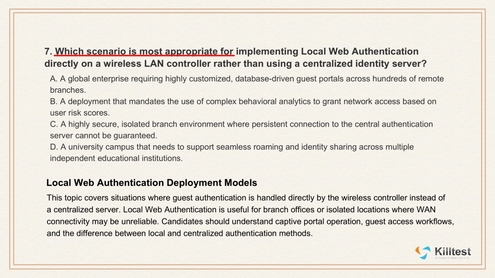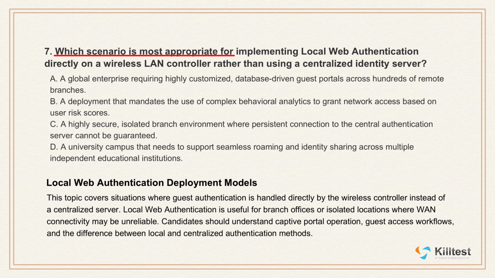It sounds like a lifeboat protocol to me. Like, if it's so useful, why wouldn't we just use this local method all the time? Because central servers are vastly more powerful for normal operations. You only use the lifeboat when the ship is sinking. So option C is correct. It's for highly secure isolated branches where you can't guarantee a WAN connection to the central server. The local controller hosts the portal itself to survive the outage.